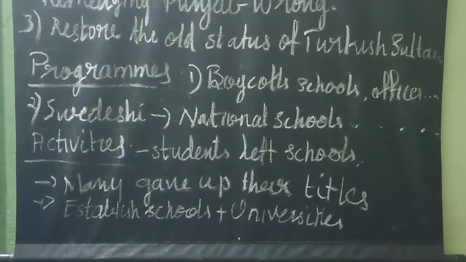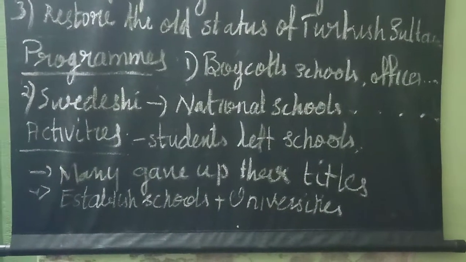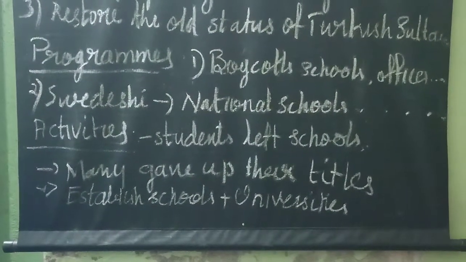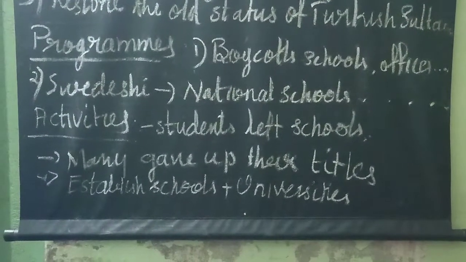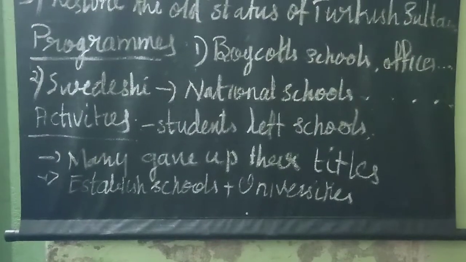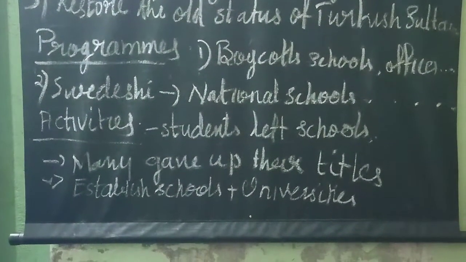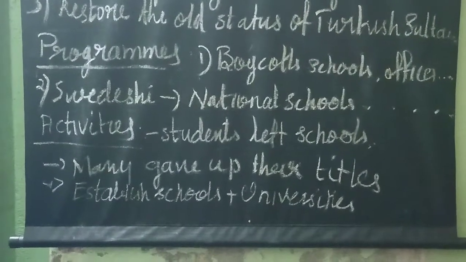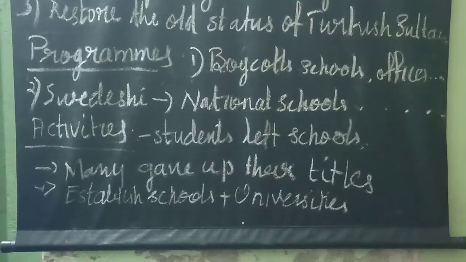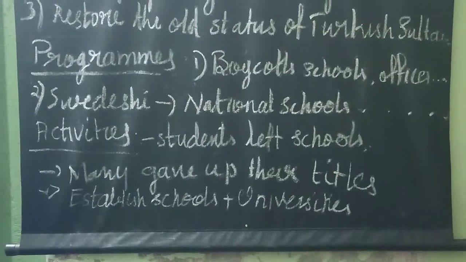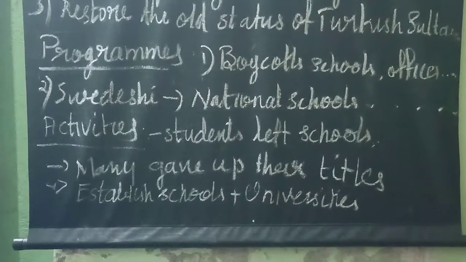Now, what are the programs they undertook as a part of this non-cooperation movement? The first one, the boycott program. Boycott program means boycotting everything: not using foreign goods, not studying in their schools and colleges. That means boycott of government schools, colleges, courts, foreign goods, and boycott of the elections held for the councils, according to the reforms of 1919.